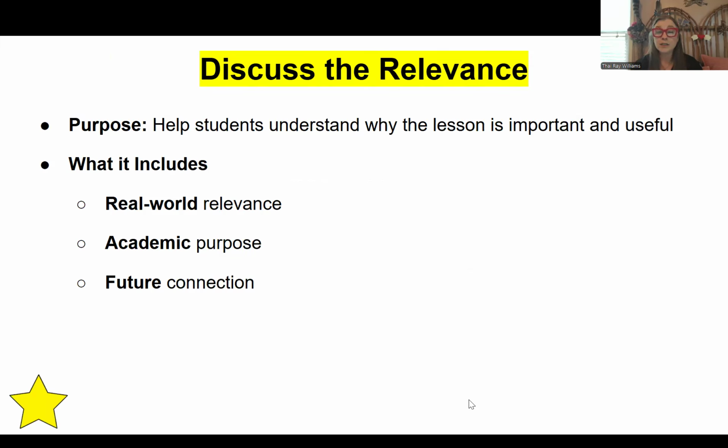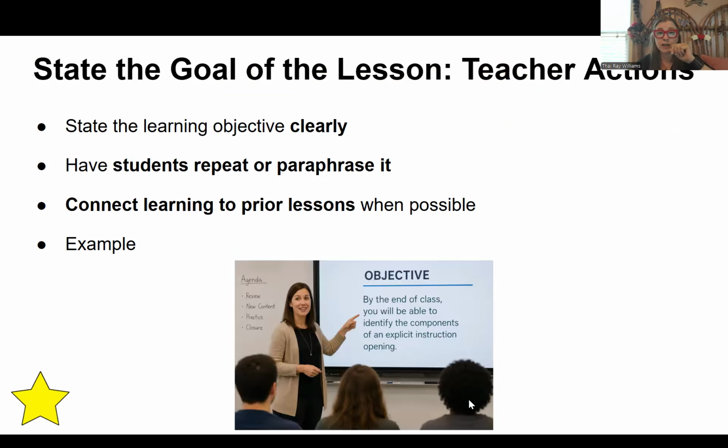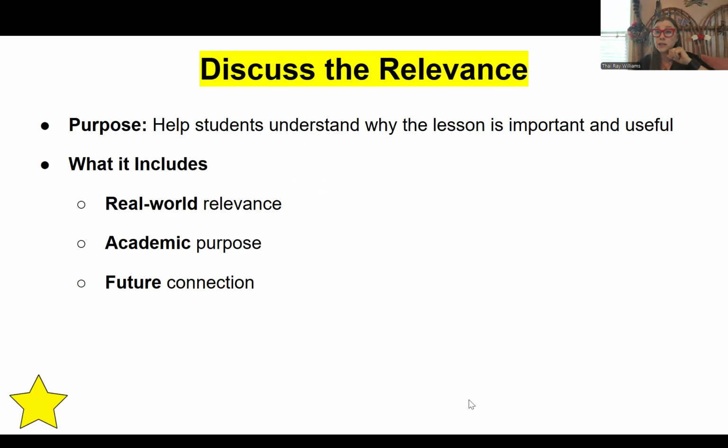All right, then you're going to make sure you're talking about the relevance. We've already done the attention getter. We've already done the review. We just now did the objective so students know what they're learning. Now let's talk about why what they're learning is important.